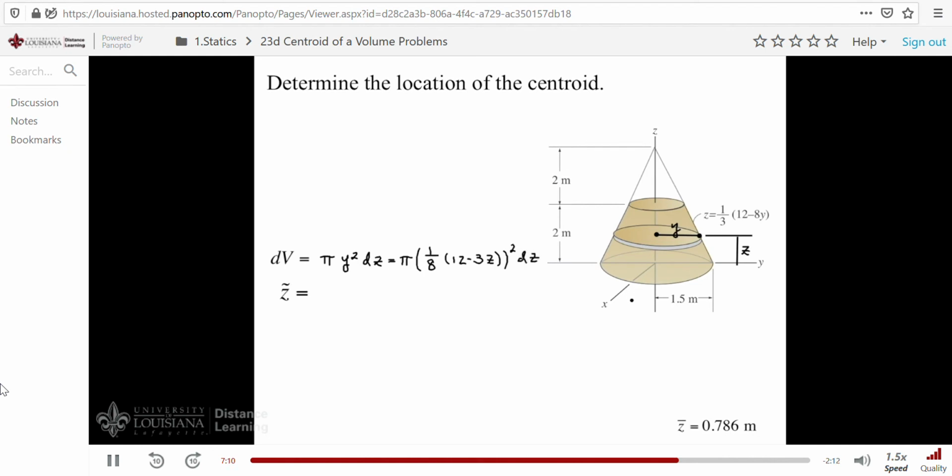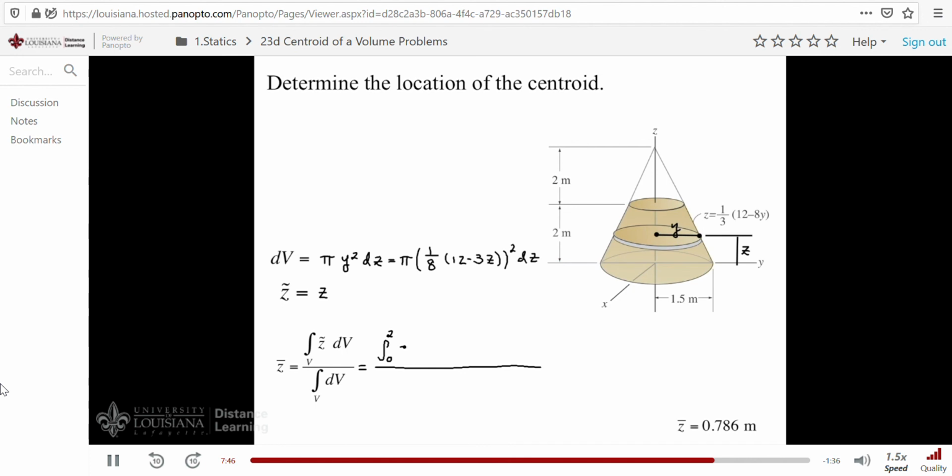Now let's define z tilde. That, of course, is the distance from here to here. It's equal to z. Now everything is set up here, and we can now apply our equation to get our result. So we'll do that next. Here we have the following. The integral from 0 to where? Well, from here all the way up to here, 0 to 2.